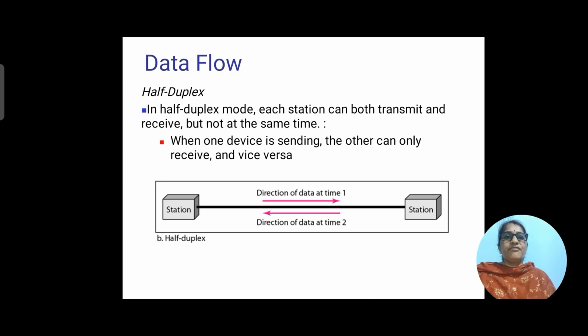So next one is half duplex. In half duplex mode, each station can both transmit and receive, but not at the same time. When one device is sending, the other can only receive, and vice versa. So as shown in this slide, we are using two stations and the arrow mark shows the direction of data at time 1 and the direction of data at time 2. So when one device is sending, the other can only receive, and vice versa.